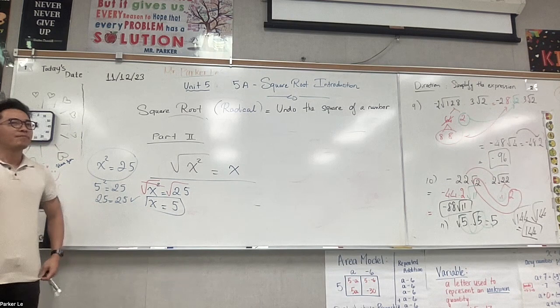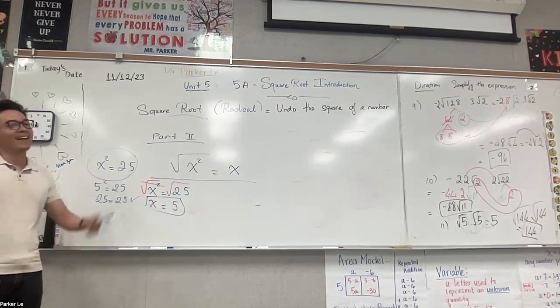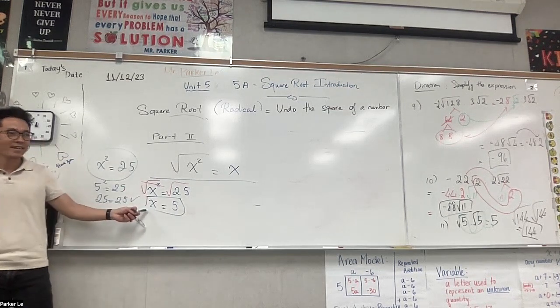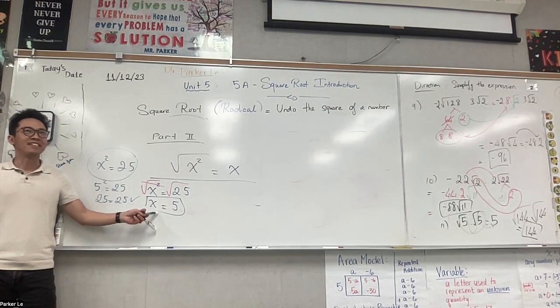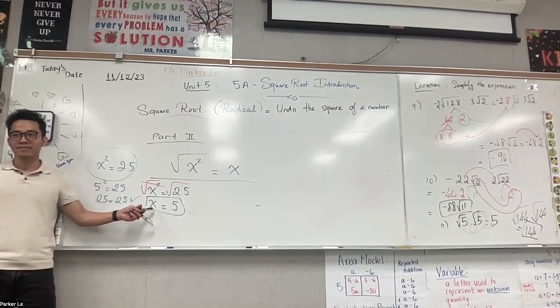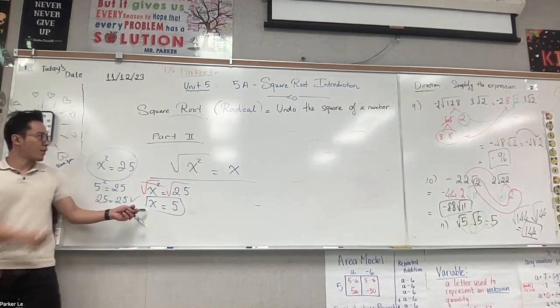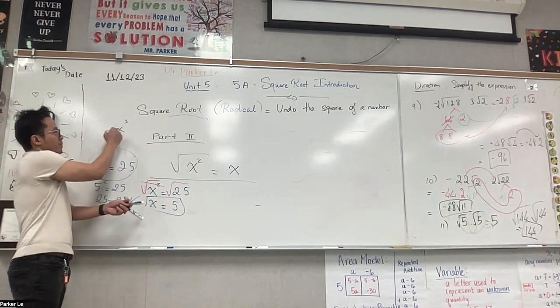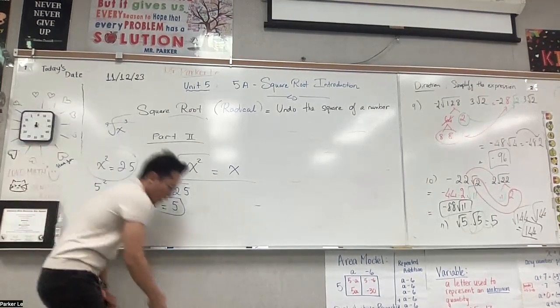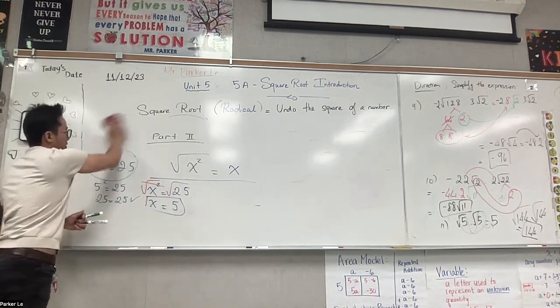Okay, good. I like this solution. I love math. Okay, x equal to 5. Oh, if you have x to the cube, then you need to take the cube root. We're gonna go there, but not for now.